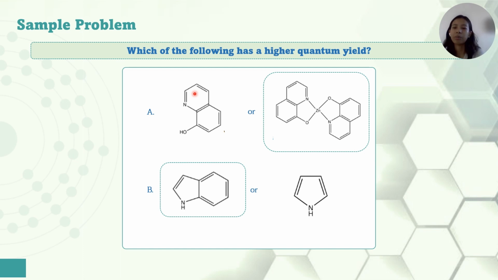Meanwhile, for letter B, since the structure in the lane has more rings as compared to this, therefore it has a higher quantum yield. This spiral structure is heterocyclic and does not exhibit fluorescent properties.